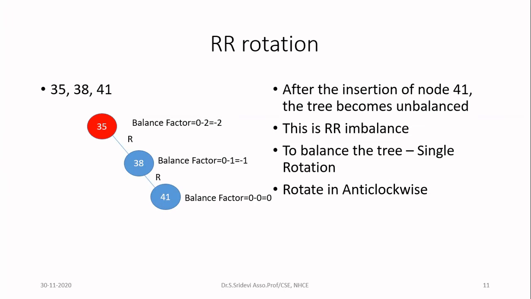Now you have to calculate what type of imbalance this is. How to calculate that? You have inserted the node 41. From this node, travel towards the root and find out which node is imbalanced first. So I'm starting from 41 and traveling towards the root. This is the first node, but it is balanced, so you can leave it. Go to the next node towards the root, 35. It has a balance factor of minus 2, so it is now imbalanced. This is the first node which has the imbalance.